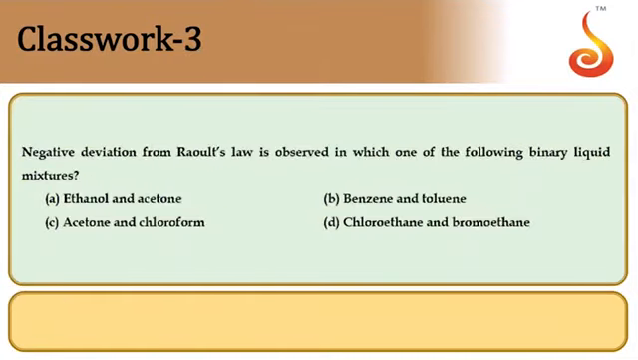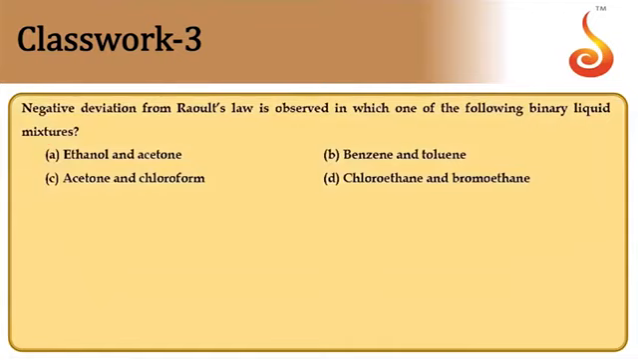Next, negative deviation from Raoult's law is observed in which of the following binary mixtures? The negative deviation will be observed in the case of components having stronger attractive forces between the components. There should be stronger attractive forces, so you must have some dipole interactions. If you take acetone and chloroform, both have dipole interactions.